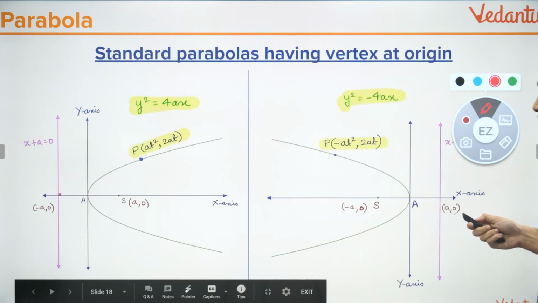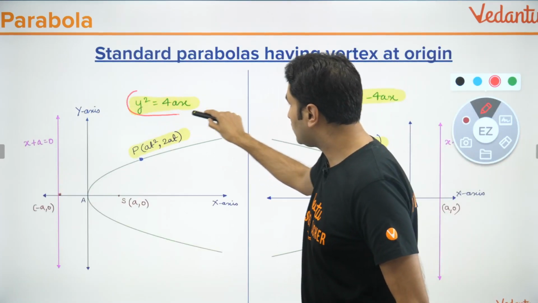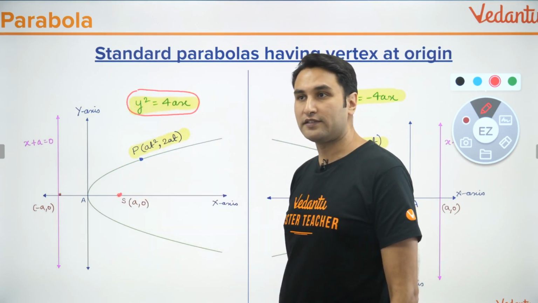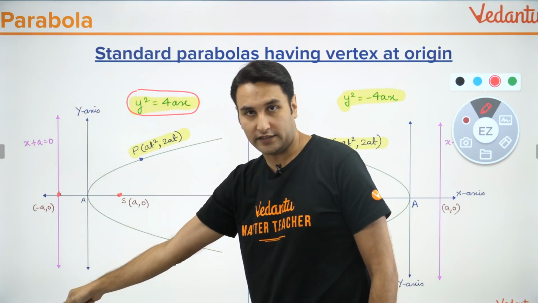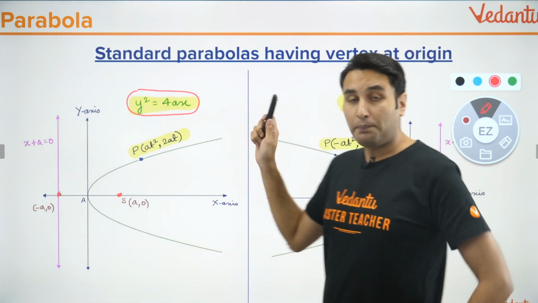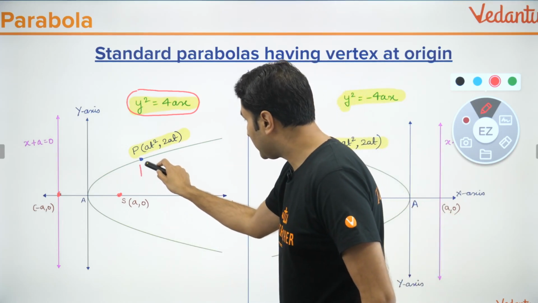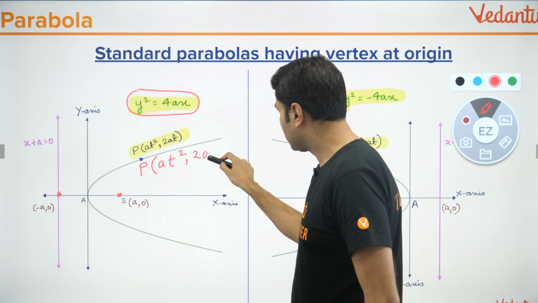तो देखो बच्चों, we will start with the standard parabola. All of you know y square is equal to 4ax. This is the parabola. Focus a comma 0, directrix x equals minus a is this line, okay? The parametric point बच्चों, very important to note, is 80 square comma 280.